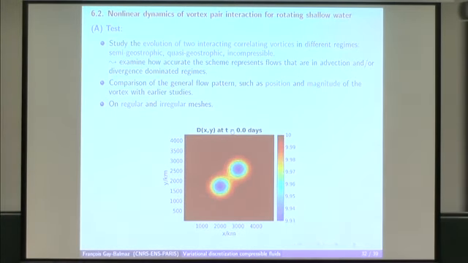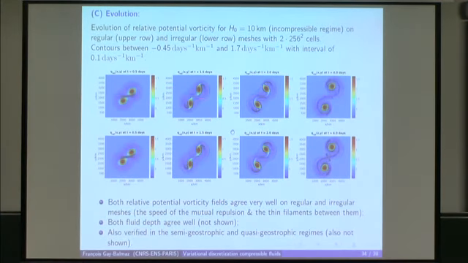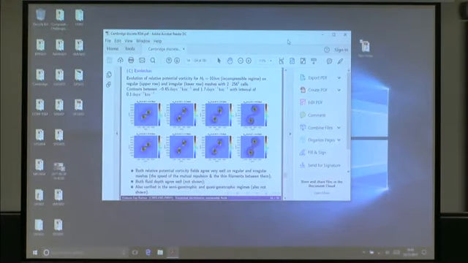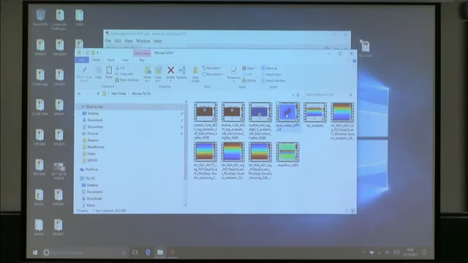This is a standard test, the interaction of two vortices. This has been well documented, and it agrees well with the literature. Here we have, for example, in the first row, the result on regular meshes. Here we have the irregular ones. And I can show some numerical simulation that we did on these interactions. This is this one.